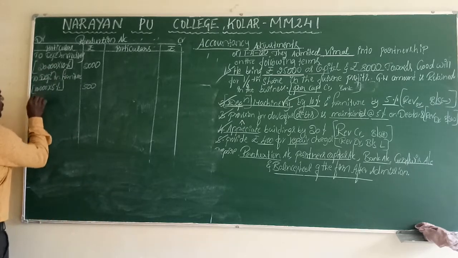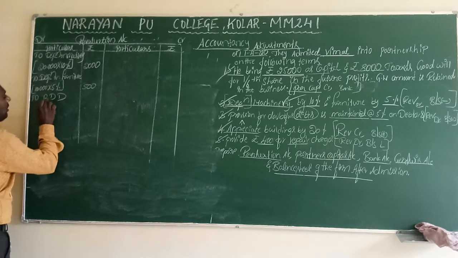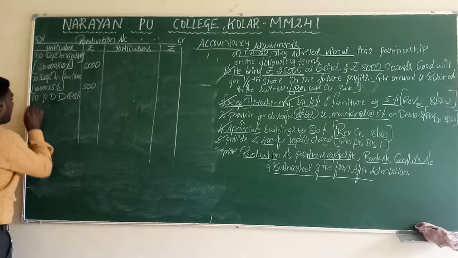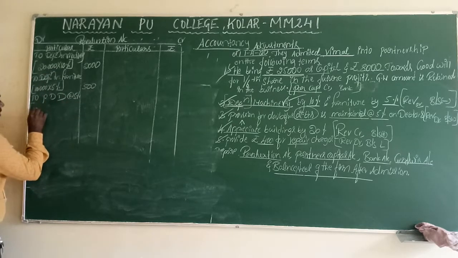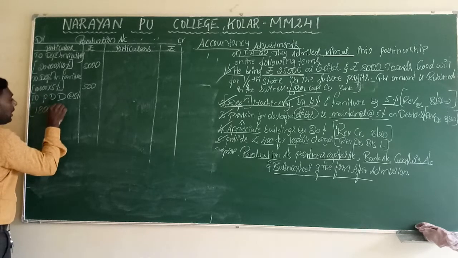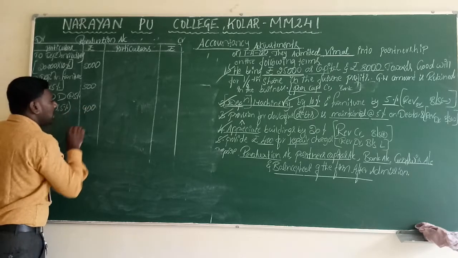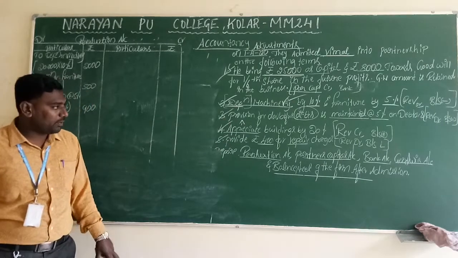So we should write to provision for doubtful debts at 5%. Which value are we going to use? Based on debtors. The debtors value is available in the old balance sheet, on the asset side: 18,000 into 5%, 900 rupees as the doubtful debts. So that belongs to adjustment number 3. That also we have to record.